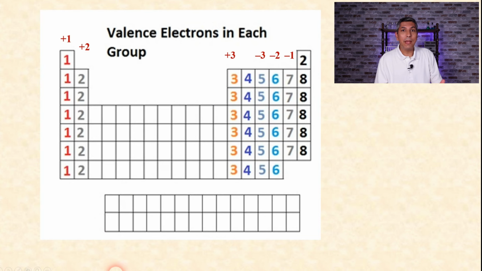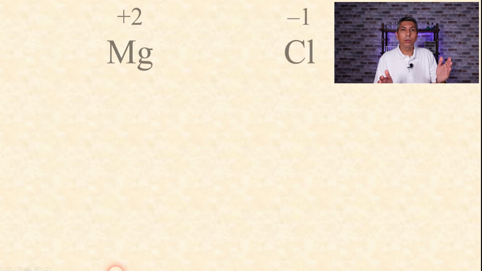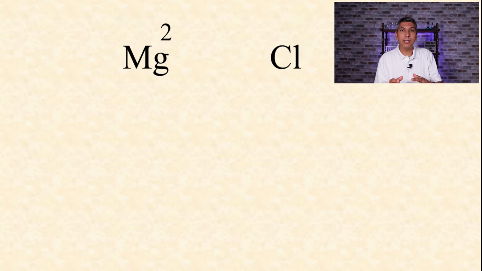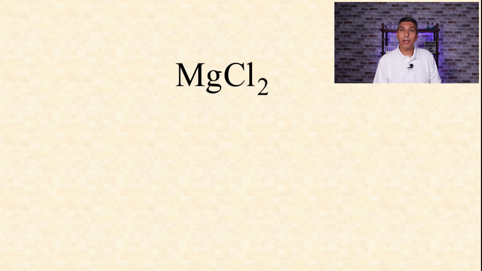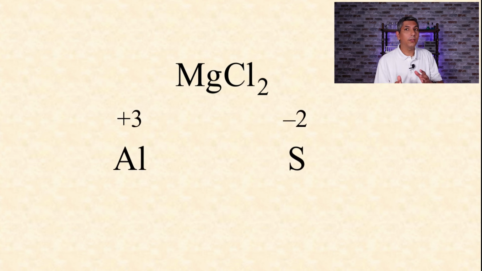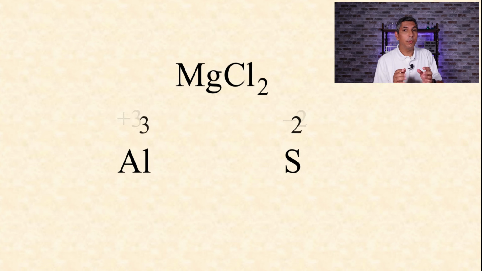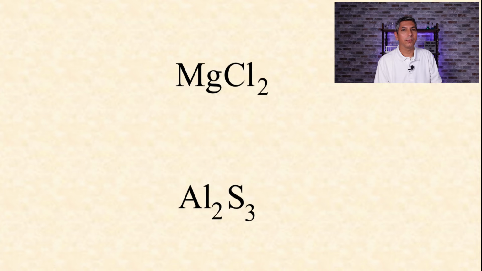So an ionic compound made up of magnesium and chloride will have plus 2 and negative 1 charges. So its formula would be MgCl2. And likewise, aluminum has a plus 3 charge, while sulfide has a negative 2 charge. So the formula for aluminum sulfide will be Al2S3.